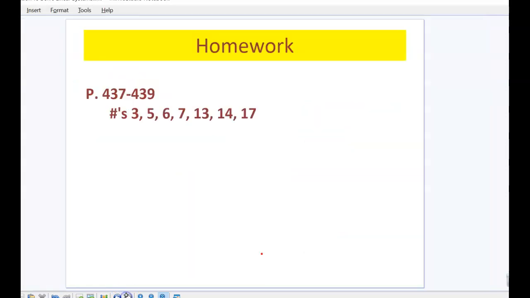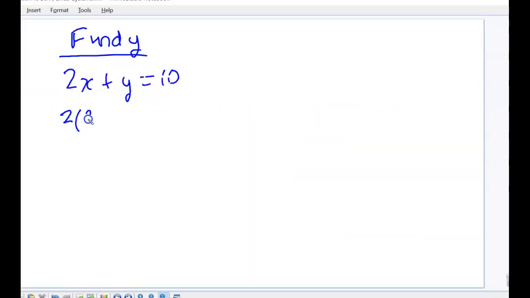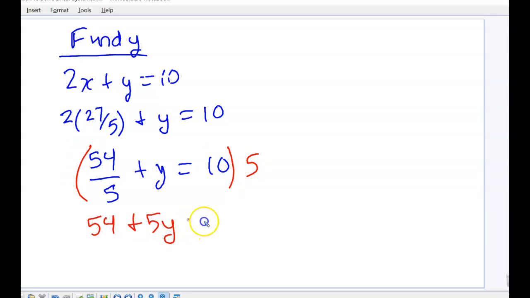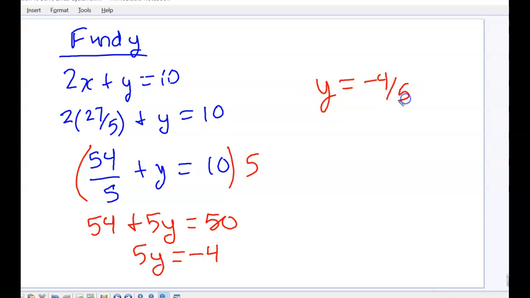And my x coordinate is 27 over 5. So it's going to be 2 times 27 over 5 plus y is equal to 10. So this ends up being 54 over 5 plus y is equal to 10. Again, I'll multiply everything by 5, get 54 plus 5y is equal to 50. If I subtract 54 over, I get -4. And if I divide, I get y to be negative 4/5. So my answer is 27 over 5 and negative 4 over 5.